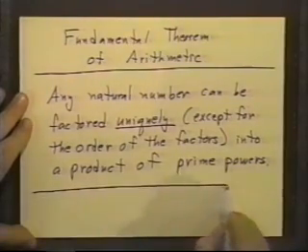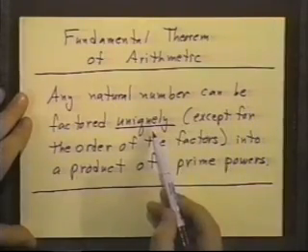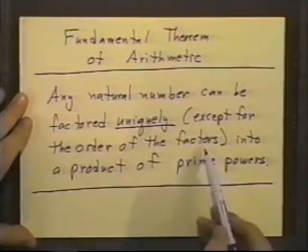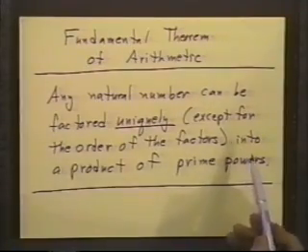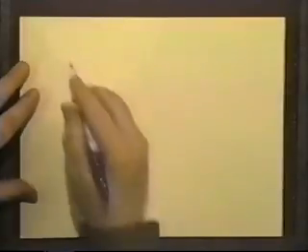So, to say this one more time, any natural number can be factored uniquely, except for the order of the factors, into a product of prime powers. Now let me give you some examples so you'll know what it is I'm saying here. And once I do, I think you'll see that this is familiar.